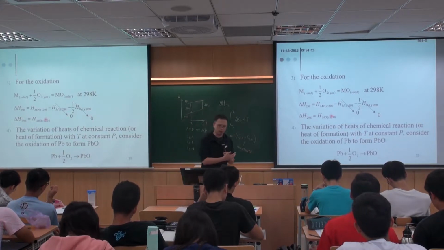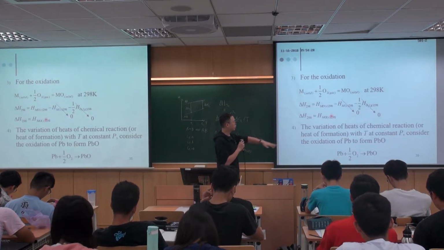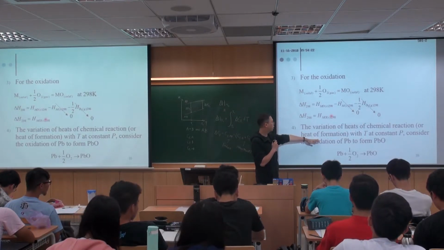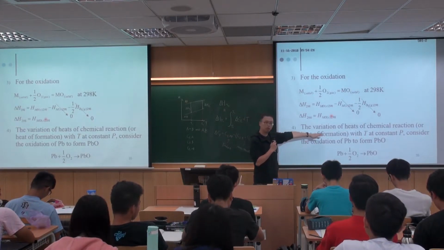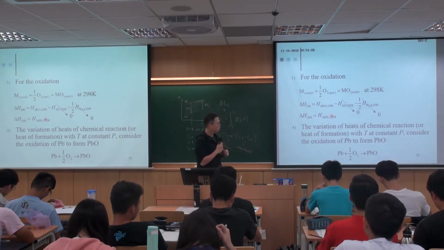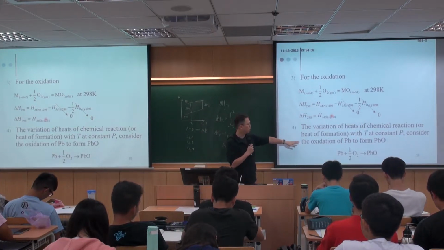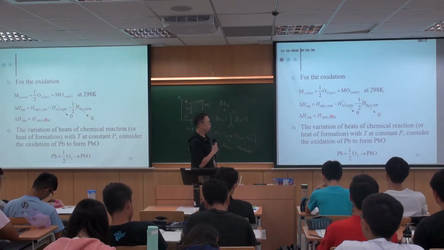And for example, if you're talking about, say, lead oxide, the variation of heats of chemical reaction with temperature, but at constant pressure, we can look at an example of the oxidation of lead, Pb is lead, to form lead oxide.